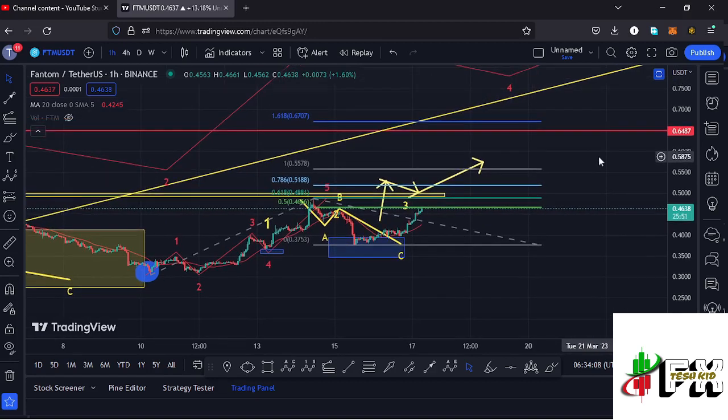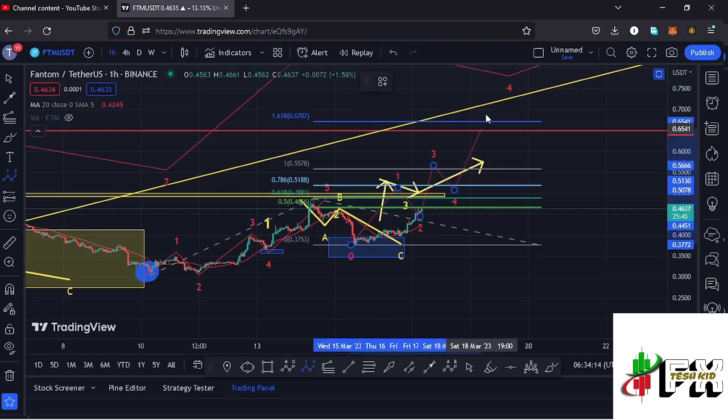So that is the minimum that we can expect Fantom to do in the formation of this wave 3. So over here I'm expecting also another 5-wave structure to play out in the formation of this wave 3, having the wave 5 giving us a peak at around the $0.6707 mark as a minimum. That is the minimum target area to the upside in the formation of that wave 3.